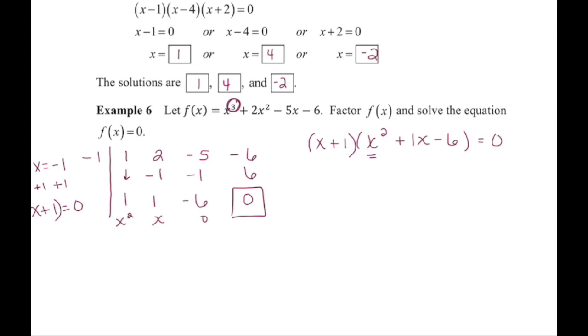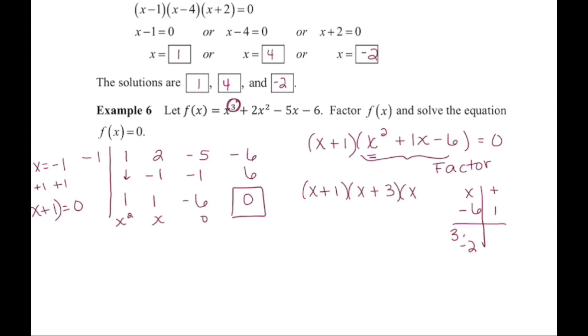Now that I have this piece in an x squared, I'm going to want to factor these by finding two numbers which multiply to -6 but yet add to -1. 3 times -2 works. So its factored form will be x plus 1, x plus 3, and x minus 2 equals 0, setting them each equal to 0. I now have my solutions of x is -1, which we found here, and by factoring I found the other two solutions.